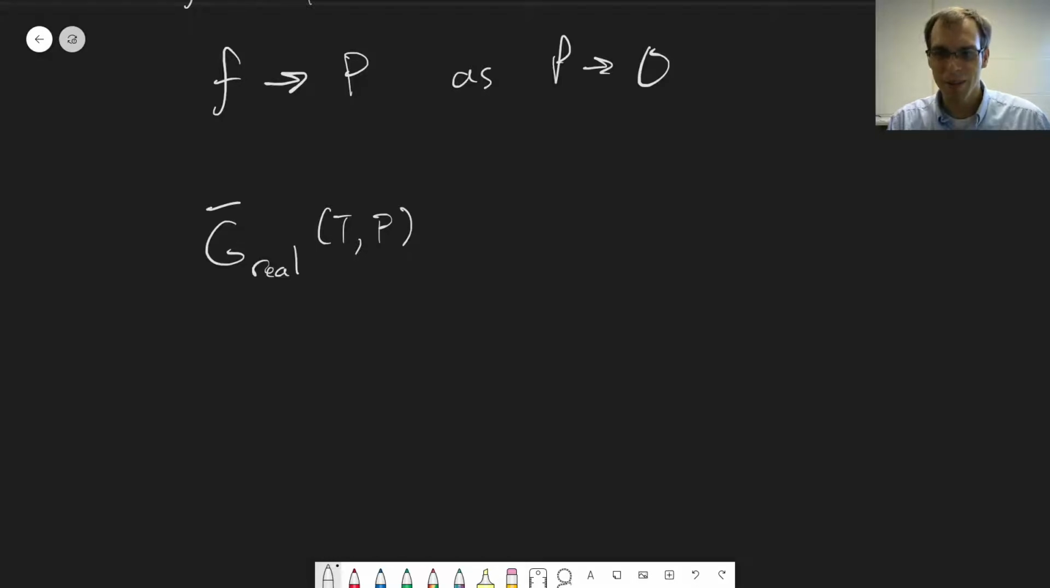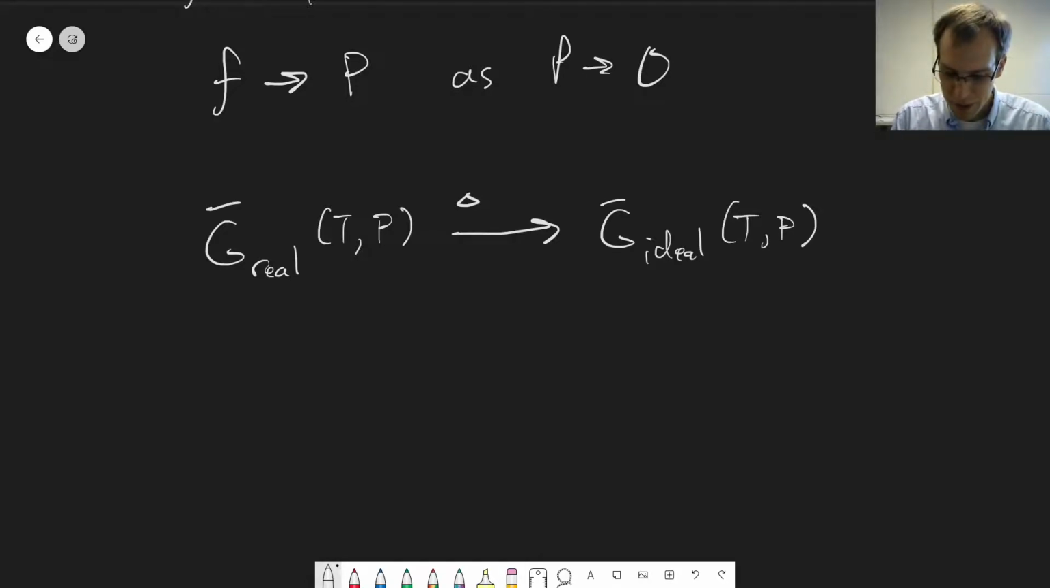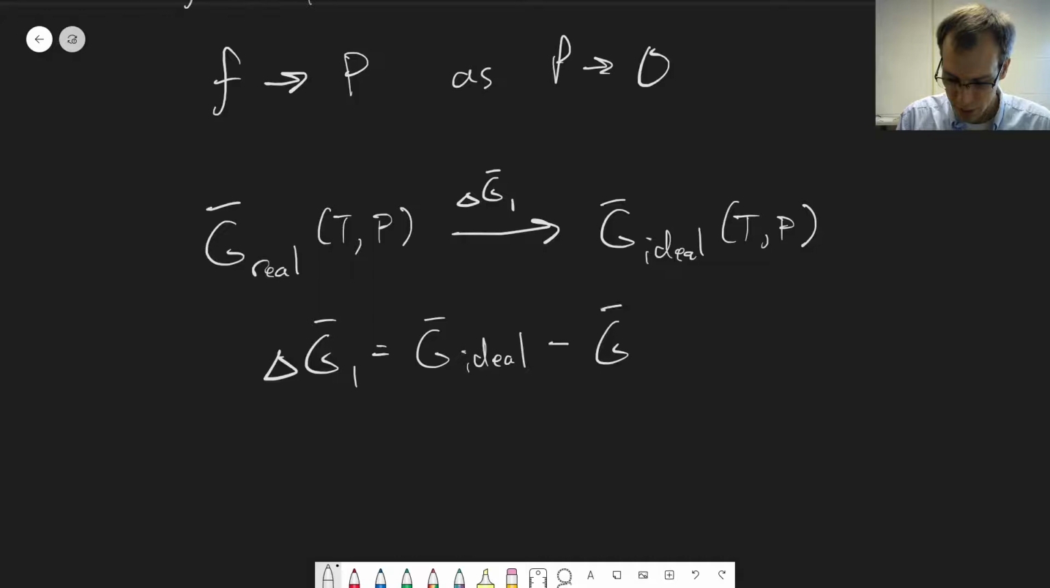What we need to know is the difference between the real gas behavior and if, theoretically, this gas behaved under ideal behavior at the same temperature and pressure. That's not what would actually happen, but this is a theoretical exercise. There's some difference in molar Gibbs energies here. We'll call it delta G1. If we can find this difference, then we can figure out how to look at the difference between pressure and fugacity. By definition, delta G1 has to be equal to G bar ideal minus G bar real. That's why we defined it this way.